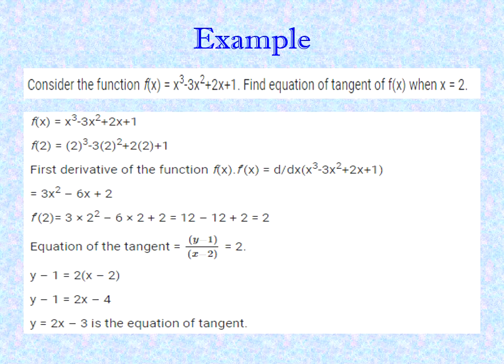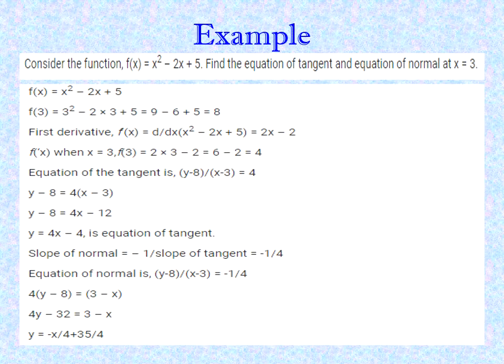Now we can use the equation of the tangent, that is (y minus 1) by (x minus 2) equal to the slope 2, or f dash 2 equal to 2. Now just cross multiply: y minus 1 is equal to 2 into (x minus 2), and after changing the side and a few adjustments, we got the equation of the tangent as y equal to 2x minus 3.